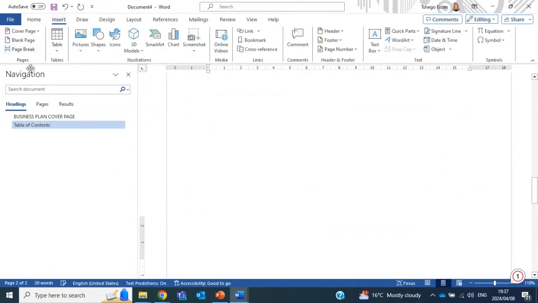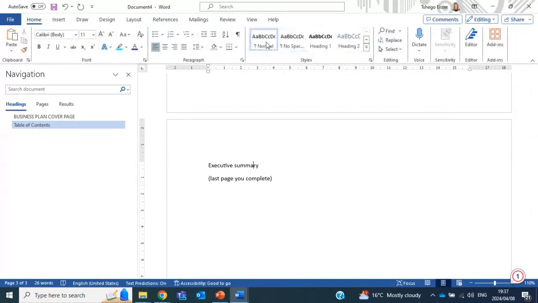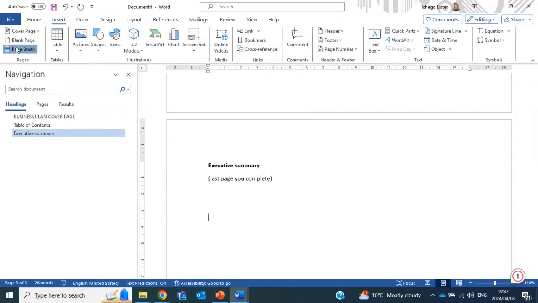And then we're going to insert another page break, and the next page is the executive summary. This would be the page that you fill in last, because this is a summary of everything that you would have done in your business plan. All right, that's the executive summary. So after you've completed everything, you come back to this one basically.